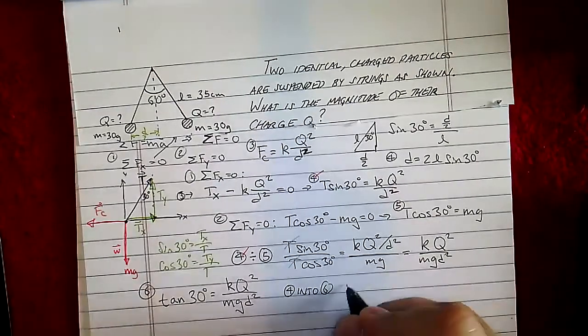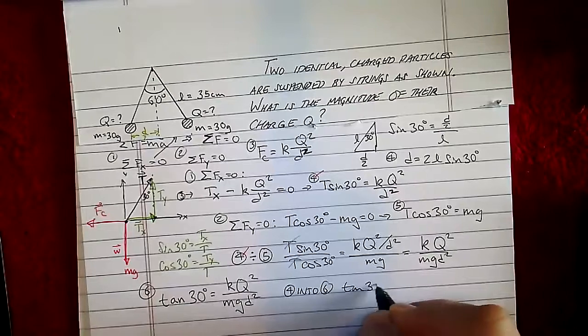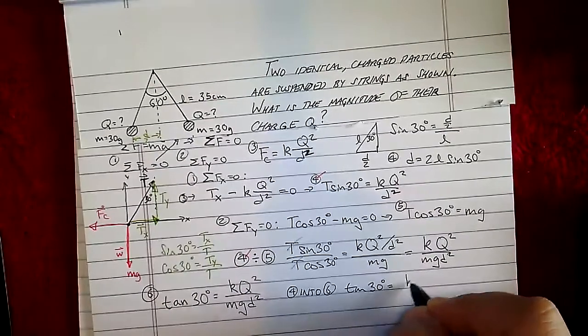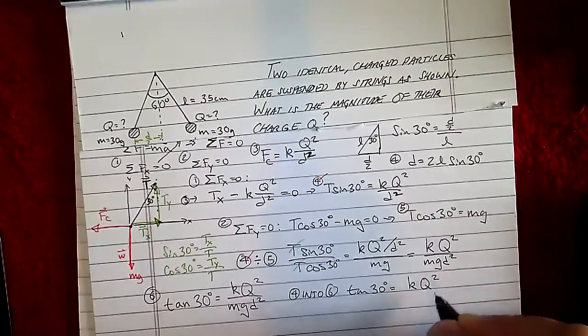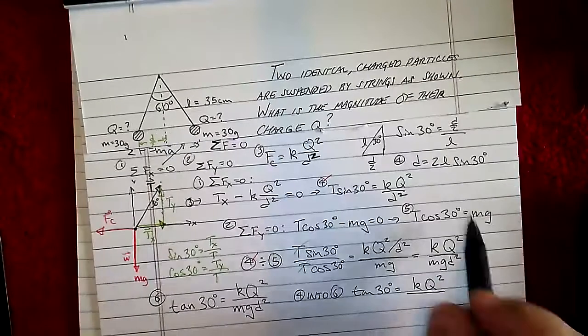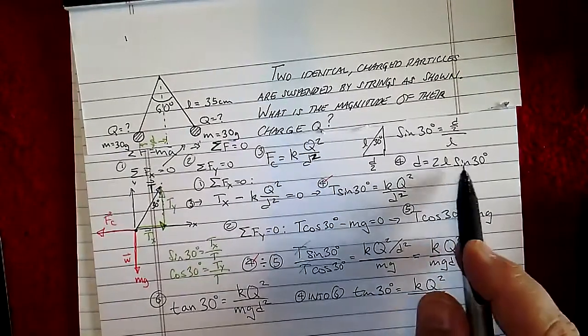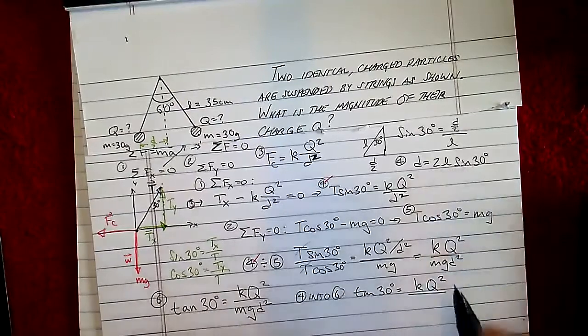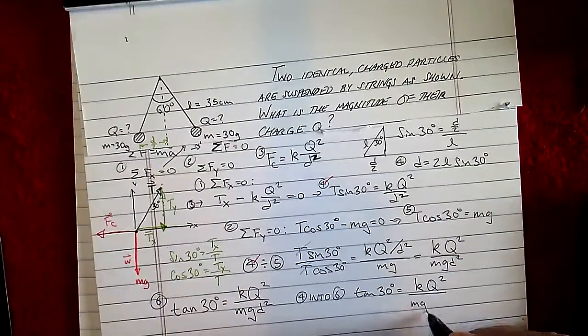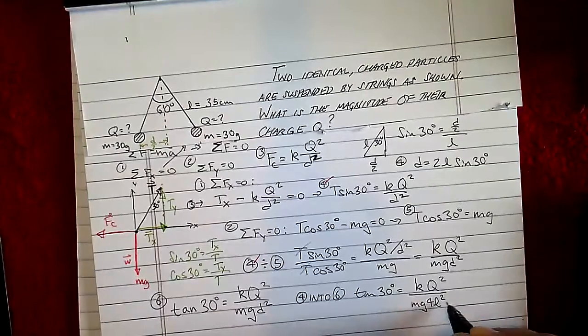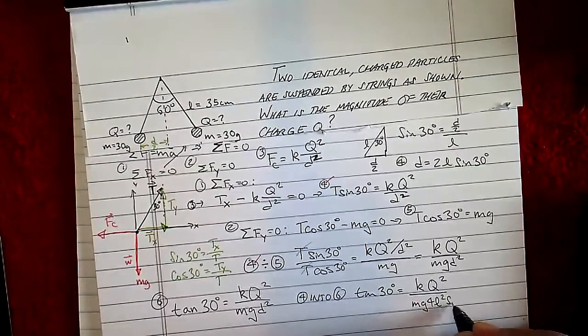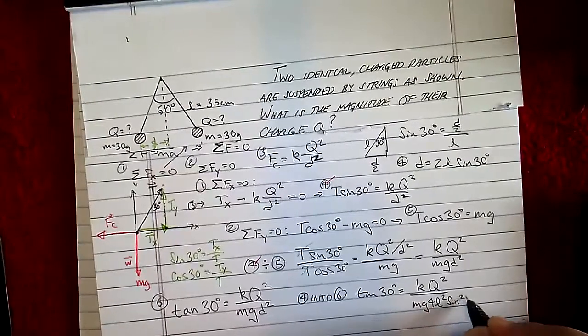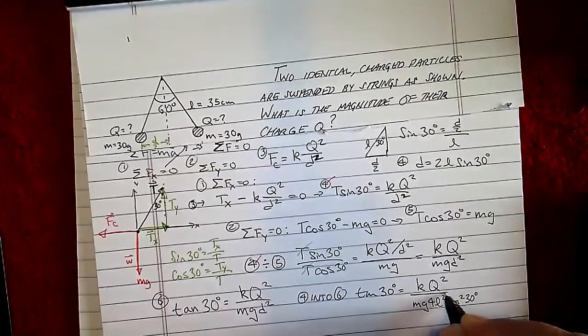we get tangent 30 degrees is equal to k q squared over mg d squared, where d is equal to 2l sine 30. So d squared would be 4l squared sine squared 30. So it's mg 4l squared sine squared 30 degrees.